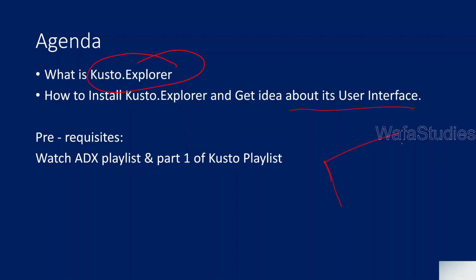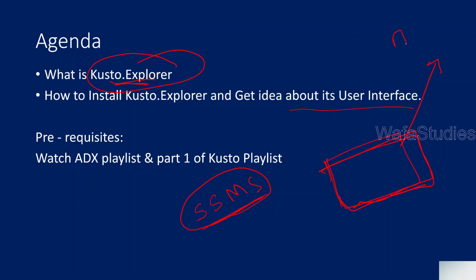For example, if you want to write queries and query the data from SQL Server, you will install something called SSMS, SQL Server Management Studio, right? It's a desktop application which will connect with your SQL Server and allow you to interact with the data by writing SQL queries. Similarly, Kusto Explorer is one of the desktop tools, or the only desktop tool right now, which will be installed in your system, and using this you can connect with your Azure Data Explorer clusters, ADX clusters, and then query the data of that cluster's tables using the Kusto language.